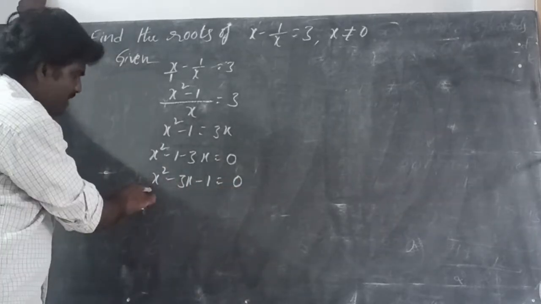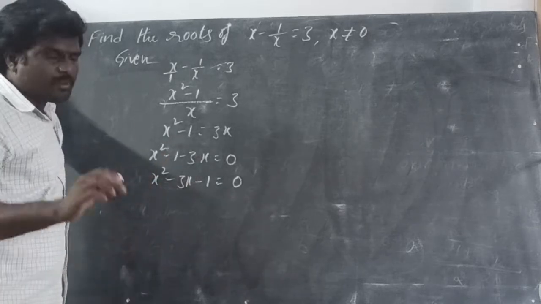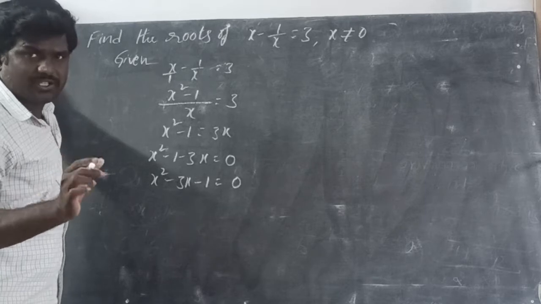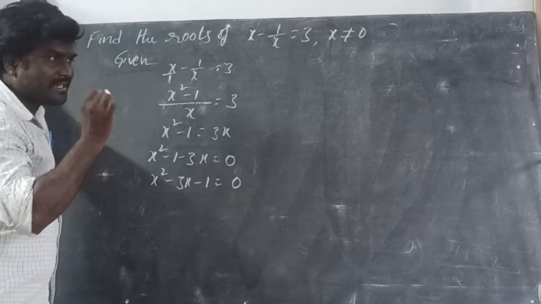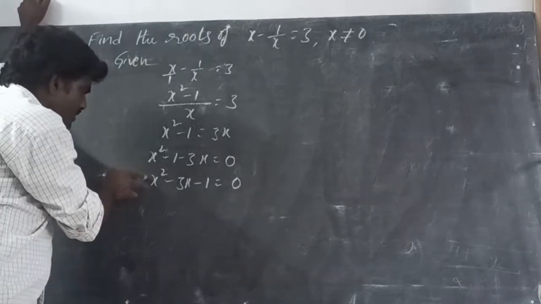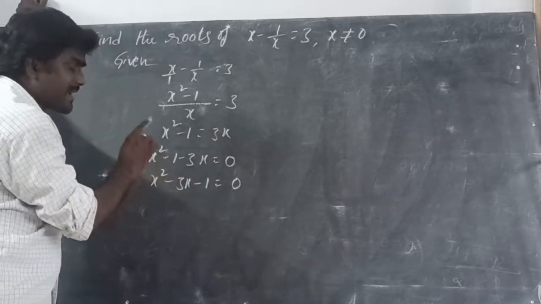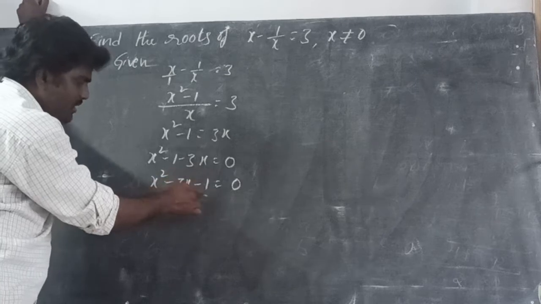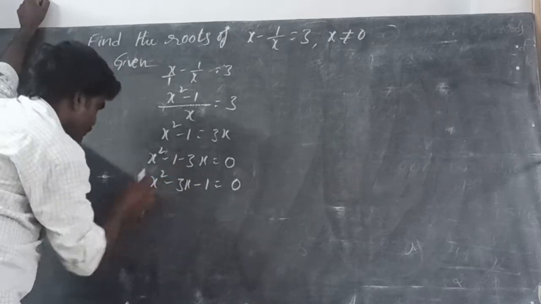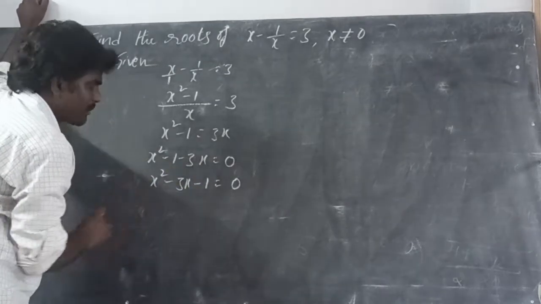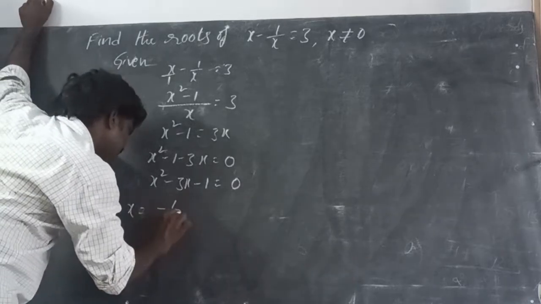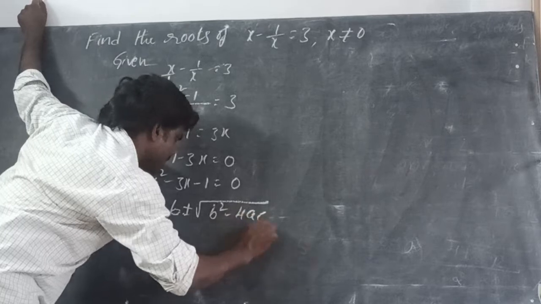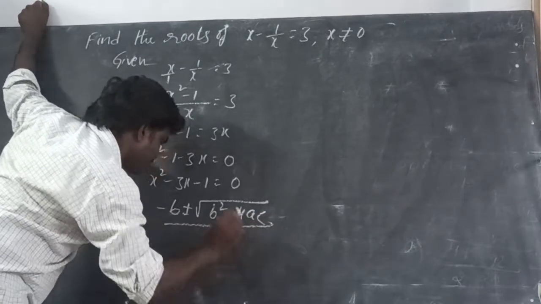This equation is compared with the general form of a quadratic equation, ax square plus bx plus c is equal to 0. Here a is the x square coefficient, which is 1. b is the x coefficient, which is minus 3. The constant c is minus 1. By using the quadratic formula, x is equal to minus b plus or minus square root of b square minus 4ac, by 2a.